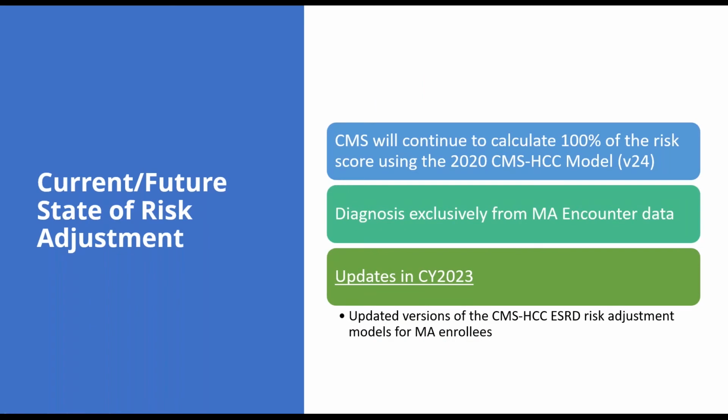CMS will continue to calculate 100% of the beneficiary's risk scores using the 2020 model, version 24 relative factors. CMS will also continue collecting diagnoses exclusively from MA Encounter data, as RAPS is no longer needed or counted towards calculating the patient's risk scores. In 2023, CMS will update the ESRD models.